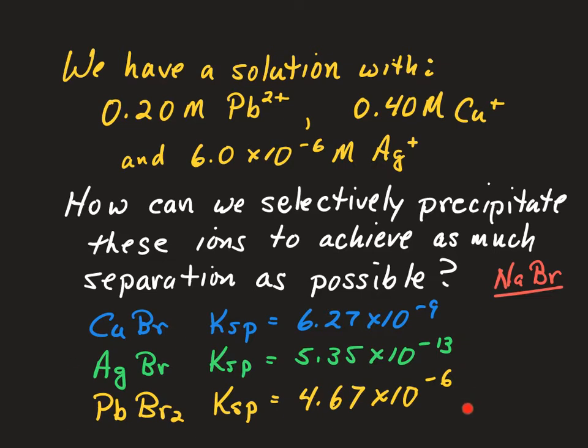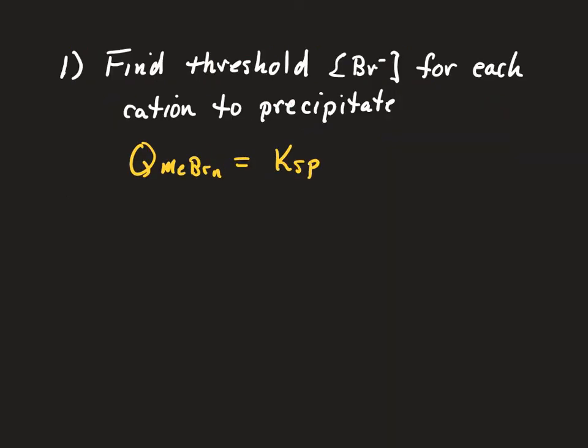We can look up the KSP. So that's the setup to our problem. You'll need to write down those facts, and we will work through this problem to see how well we can separate these using selective precipitation with sodium bromide. The first thing we do is find the threshold concentration of bromide ion for each cation to precipitate. That is, when will Q for each metal bromide equal the KSP for that metal bromide?